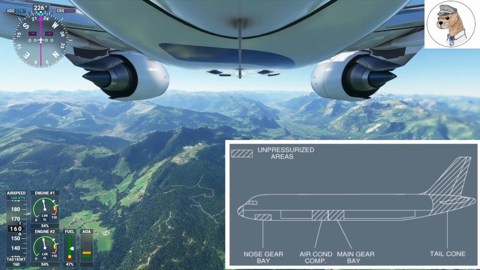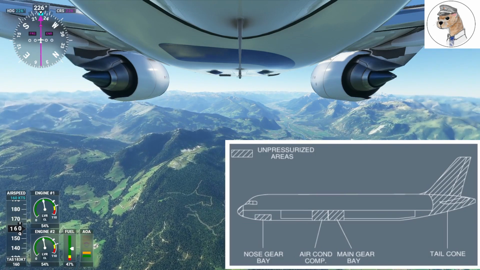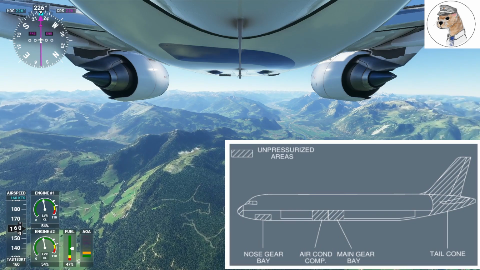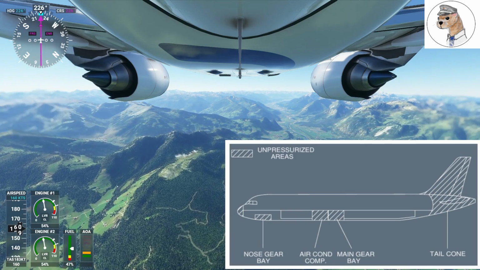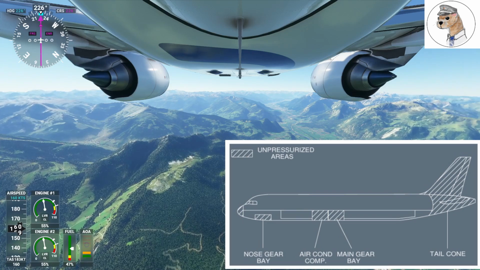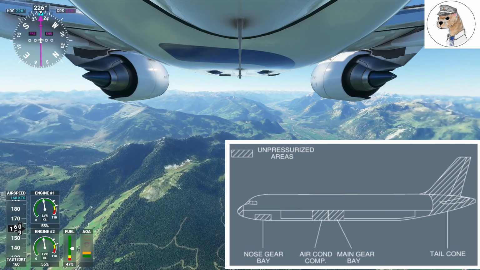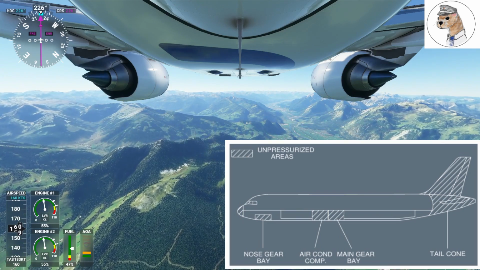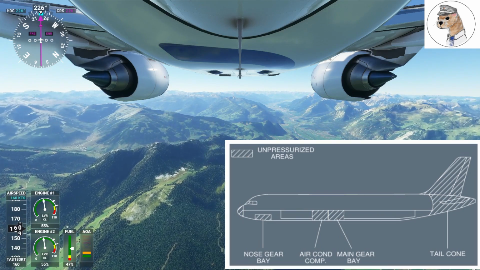So next we have a diagram of the pressurized areas of the aircraft, and as you can see, basically the whole aircraft is pressurized. The only thing that isn't is the radome front, the landing gear bays, and the tail cone, which houses the APU.